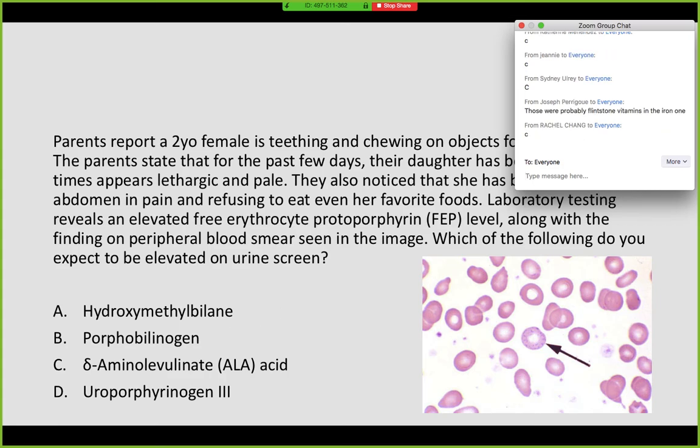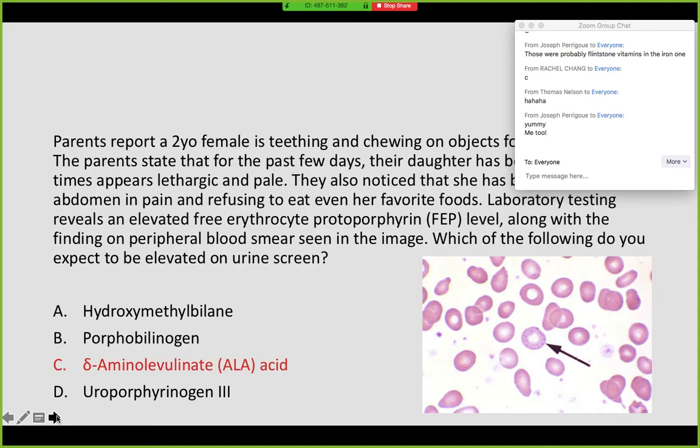Those were probably Flintstone findings. I feel like I should have been in the ER with how I ate those things like candy when I was a kid. Like a whole bottle, yeah.